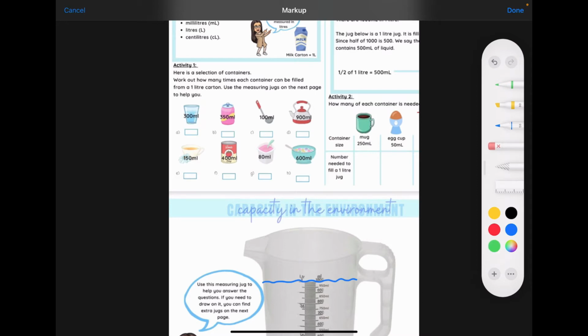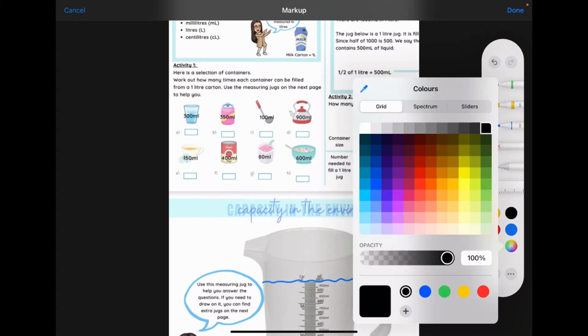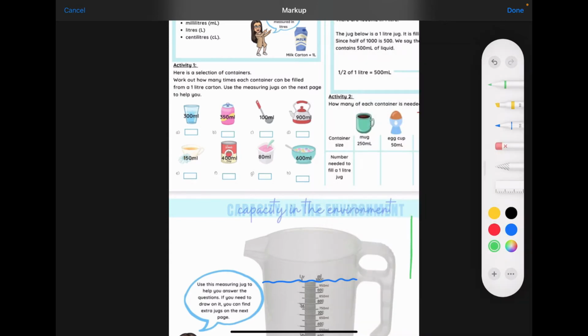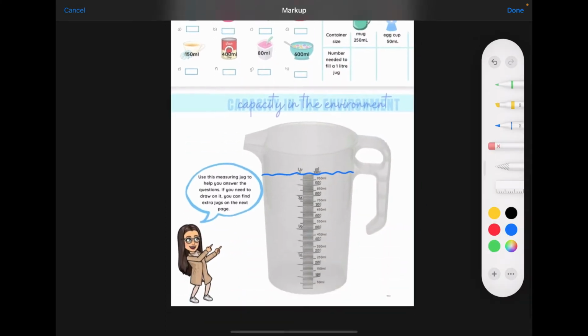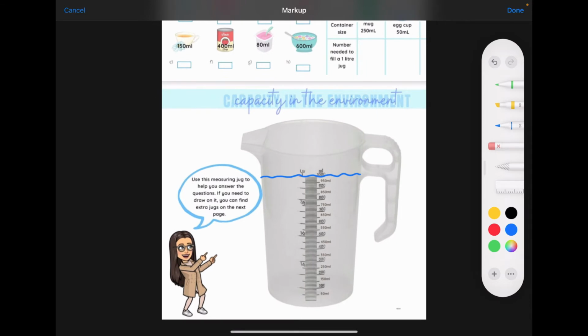So to answer this question using my pictures, I'm going to scroll down here. Now I know that my first cup is going to be 300 mils because that's the capacity. So I'm going to draw a line where it says 300 mils, and that's where it says it there. So I know that so far with this 1 litre jug of water, I can fill 1 cup.